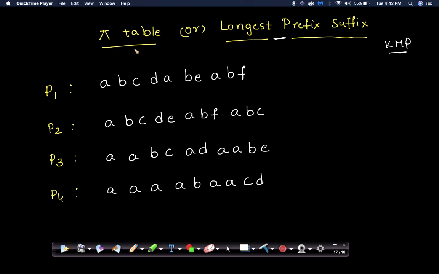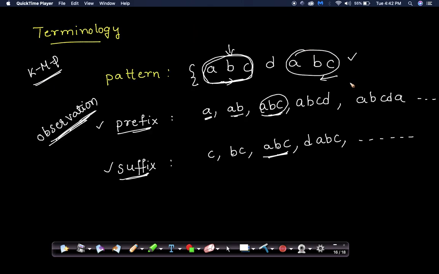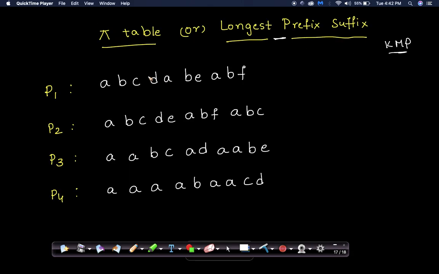For better understanding, instead of the terminology of prefix and suffix, I'm just going to say the beginning. If the beginning string is present later on in the given input string, then I am going to represent it in a pi table. I will show you how we can construct a pi table. First I am going to start from a, and I'm going to check whether there is any a present later on in this string or not.